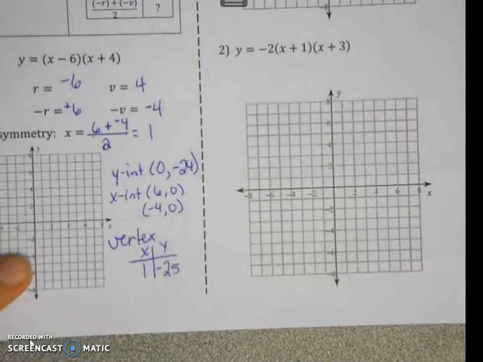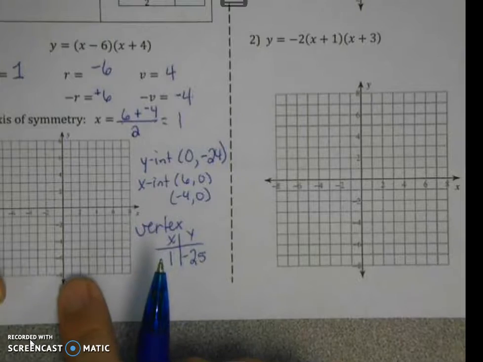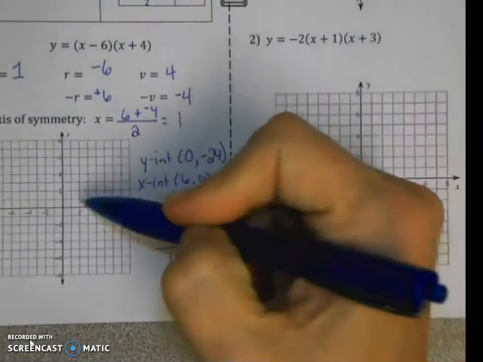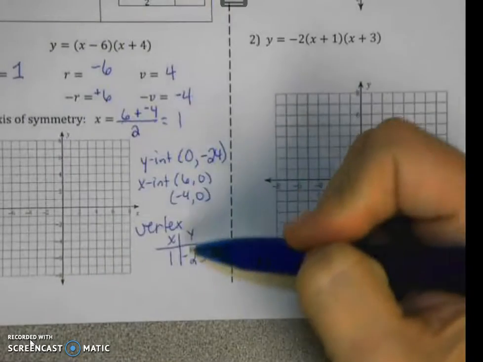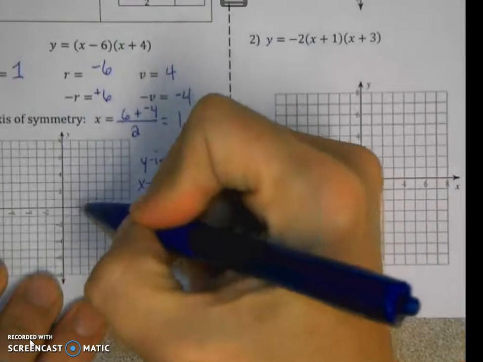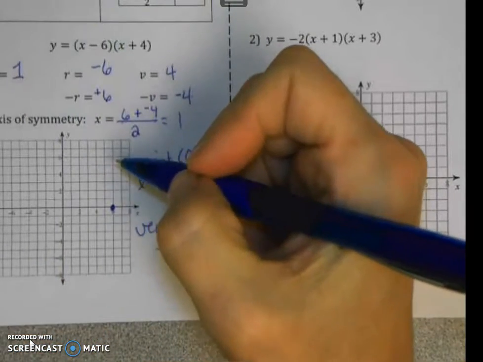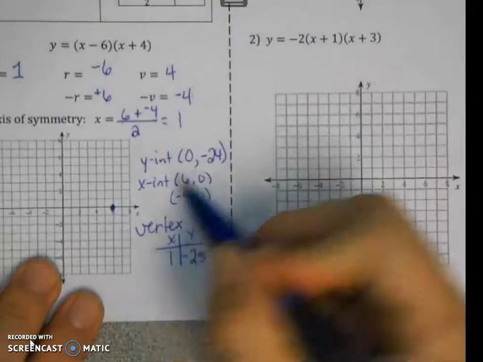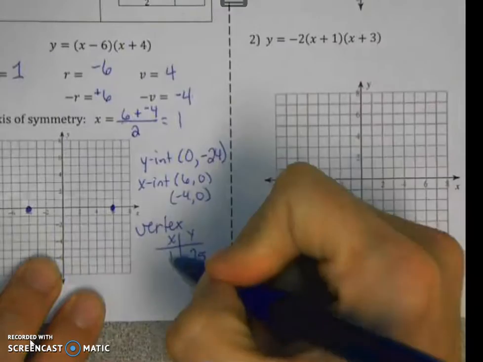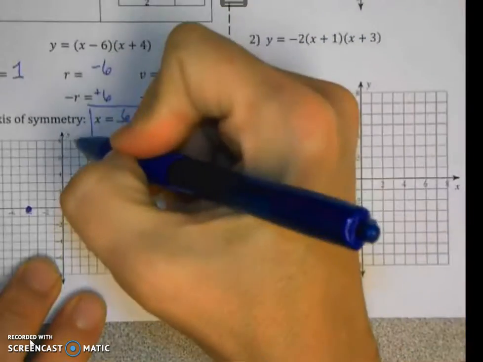Now, in order to graph this, we can only graph the things that'll fit on here. Let's see. 0, -24 is going to be way off the bottom. So is my vertex. So let me put 6, 0 here. 1, 2. Excuse me. -4, 0. And then my axis of symmetry is on my 1 line right here. So here's my 1.